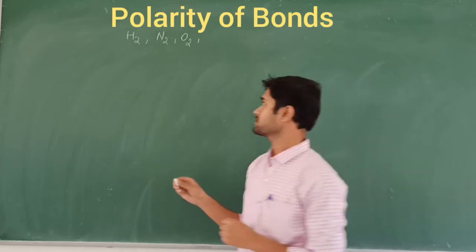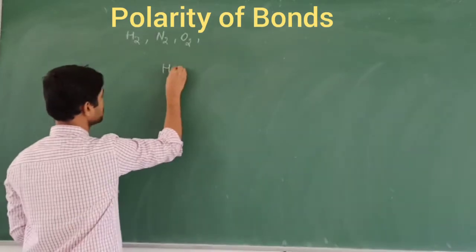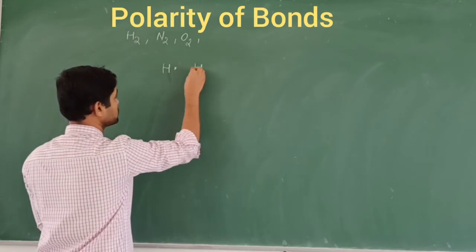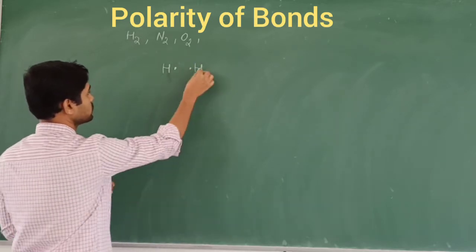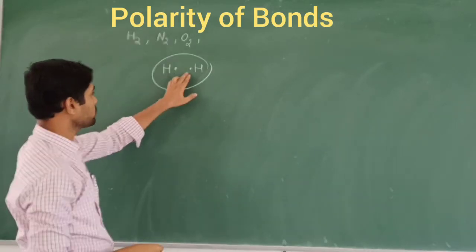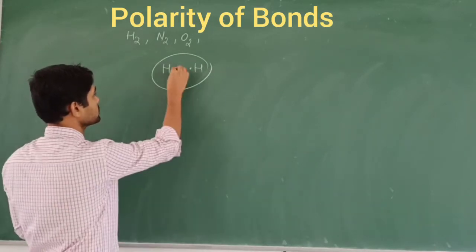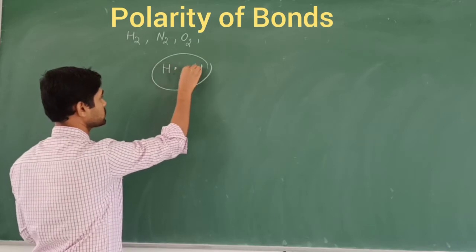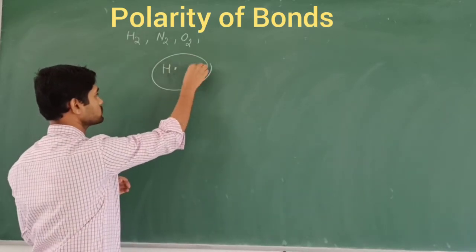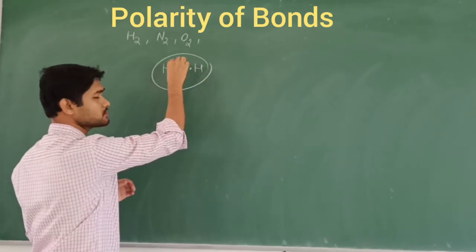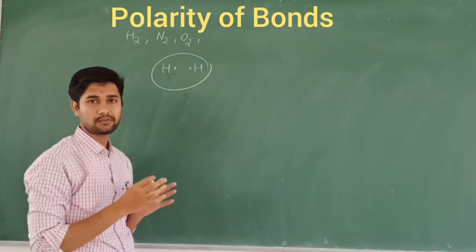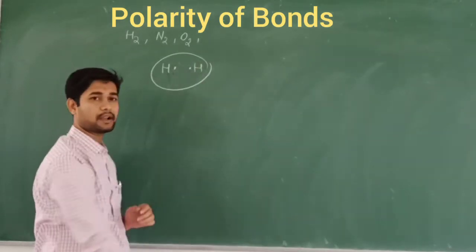They are equal. Suppose I take hydrogen, whose valence electron is 1, and I take one more hydrogen, whose valence electron is also 1. Now they form a bond, a shared pair of electrons. This electron is shared with this electron to become a hydrogen molecule. This electron also belongs to this atom, and this electron also belongs to that one. So these electrons are shared by the two atoms. That is called a shared pair of electrons.